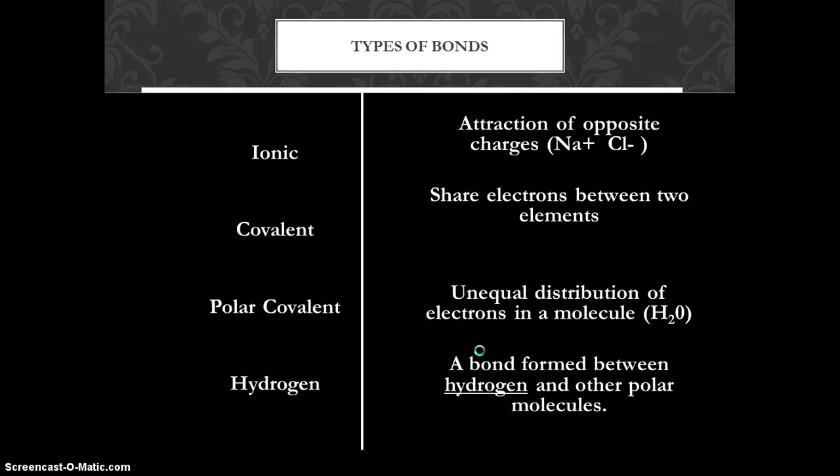So the types of bonds. Ionic, again, is where one loses and one gains an electron, and they stick together because of opposite charges. A classic example is sodium chloride, our salt. Covalent bond is where they share electrons between 2 elements. And there are 2 types of sharing. One is unequal sharing, and that's called polar covalent. And one is equal sharing, which is non-polar covalent.